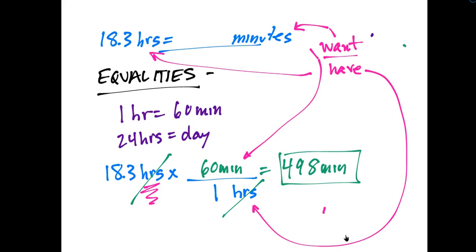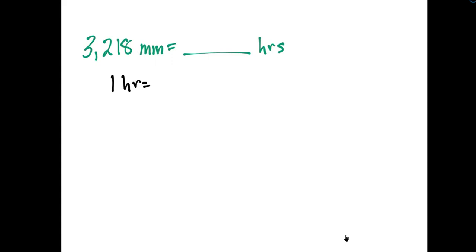Well, if you go the other way, let's say that you have 3,218 minutes, and you want to know how many hours that is. Again, you don't do this every time, but you would say, well, 1 hour equals 60 minutes. And then you could, if you wanted to, talk about days and hours, but you don't need that. How do we do it? Start with what you know. 3218.